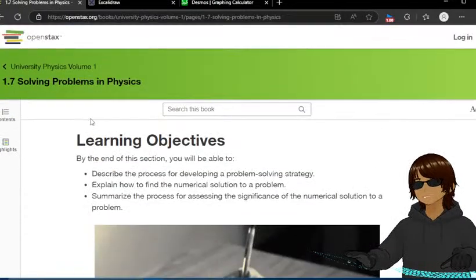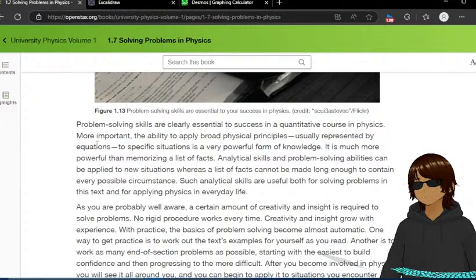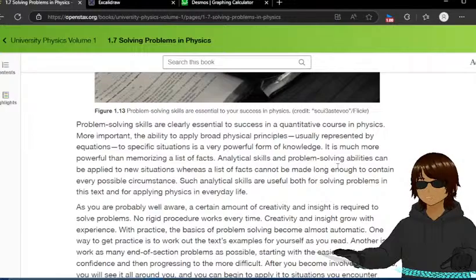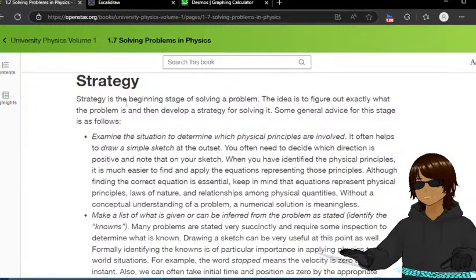Solving problems in physics. Problem solving skills are clearly essential to success in a quantitative course in physics. More importantly, the ability to apply broad physical principles, usually represented by equations, to specific situations is a very powerful form of knowledge. It is much more powerful than memorizing a list of facts. Analytics cannot be made long enough to contain every possible circumstance. So, strategy: examine the situation to determine which physical principles are involved.